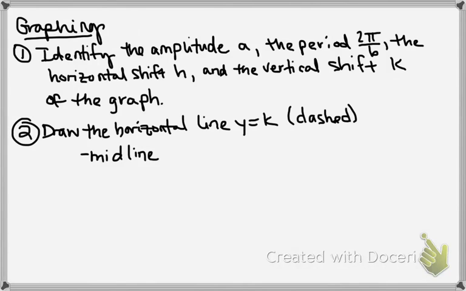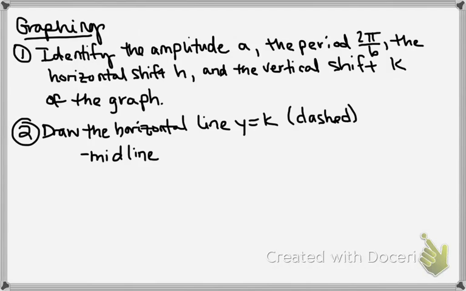After you've identified those key characteristics of the graph, the next thing to do is to draw that horizontal line, the y equals k. So if there is a vertical shift, you want to make sure that you draw that line where that vertical shift is at. And we always make it a dashed line because it's not actually part of the graph. It just helps in aiding us to graph our trig function.